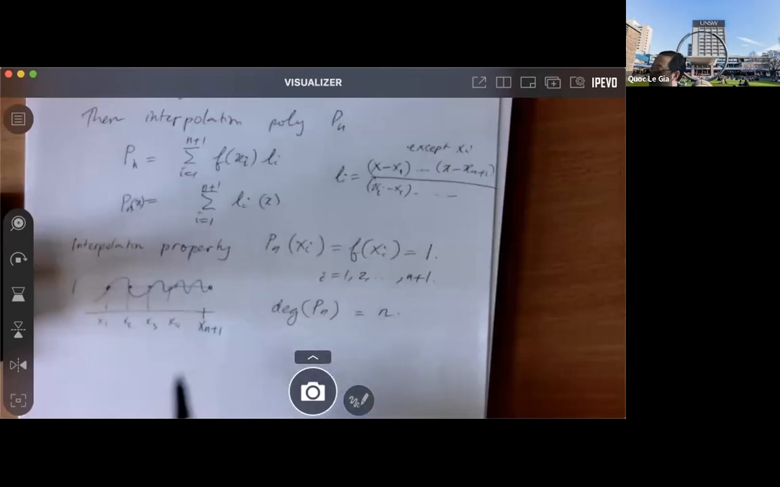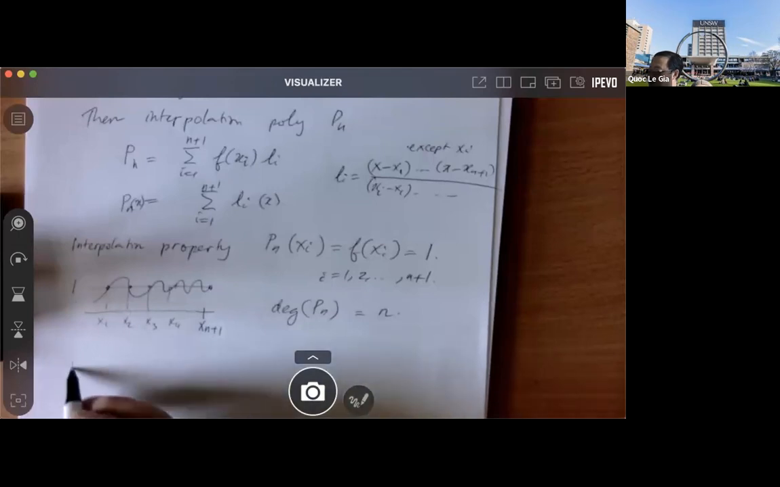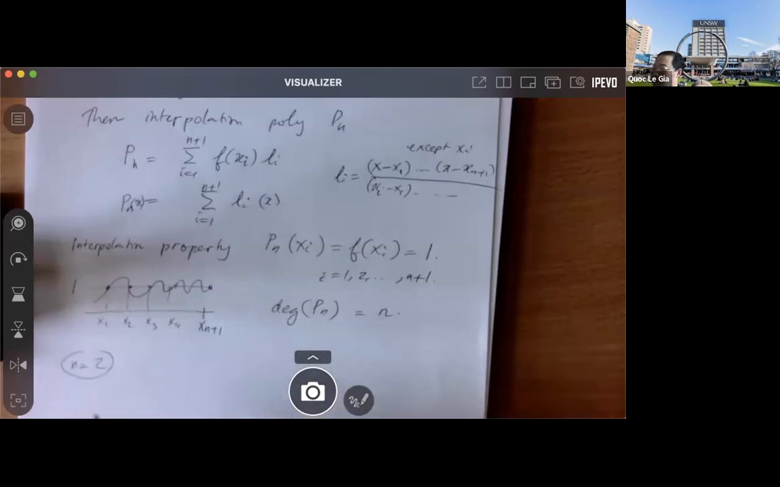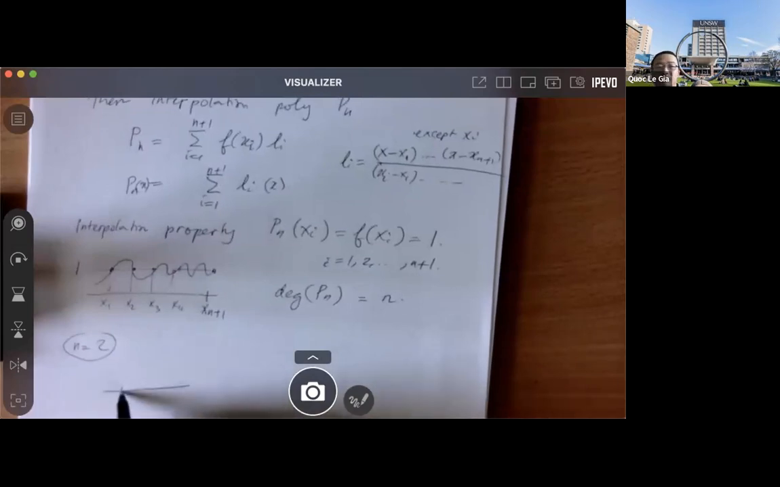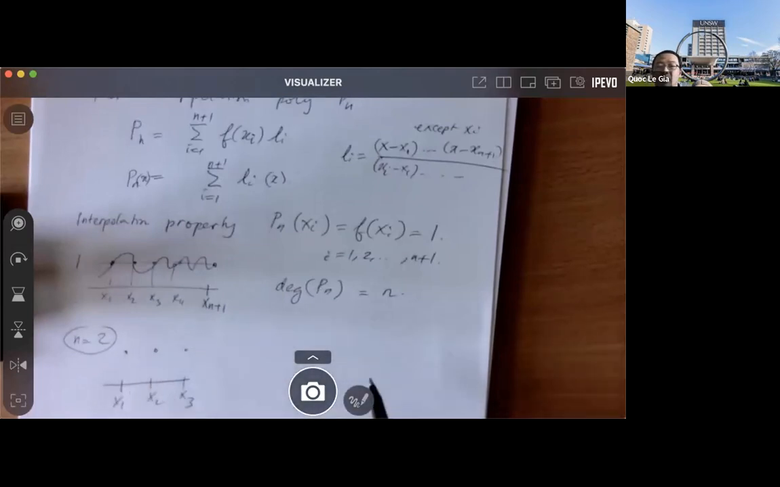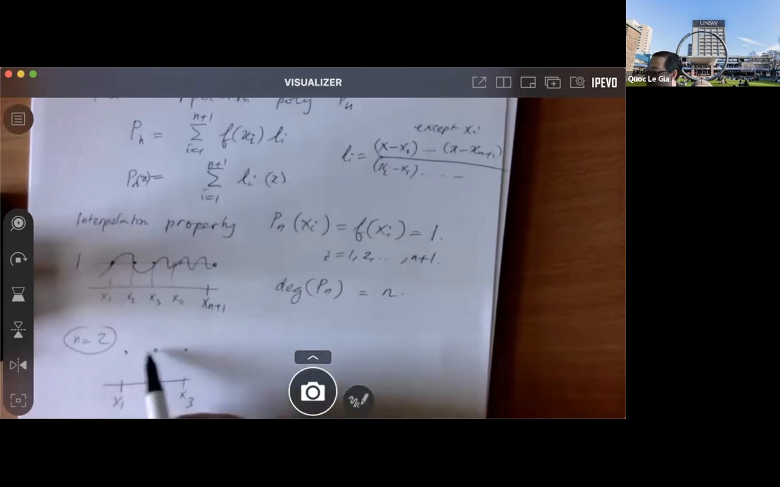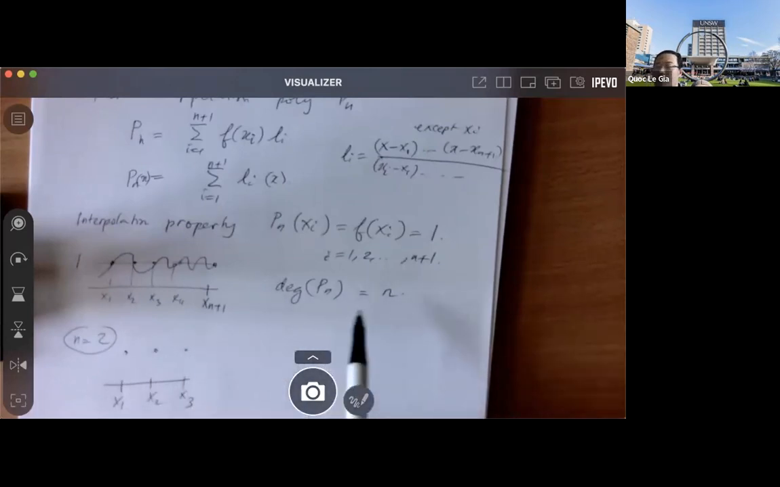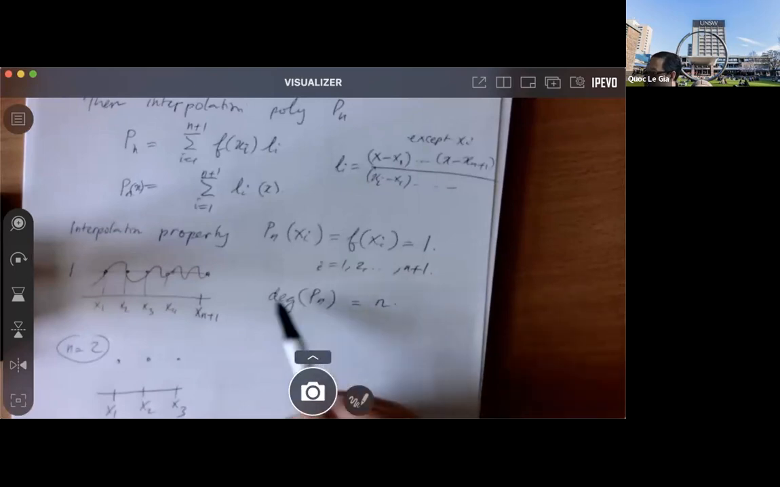And you can see, so suppose you take n equal 2, right? Then you have 3 points. You got x1, x2, x3, right? And you have degree 2, right? So degree 2 is a parabola, right? No, it cannot be degree 1. No, I don't say that degree 1. I said equal to 1, but it's not. It has to be degree 1.